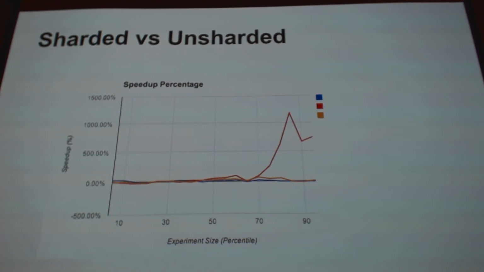And similarly for the sharded versus unsharded schema, you can see here that we actually got a speed up of up to like 8x on our biggest experiments.